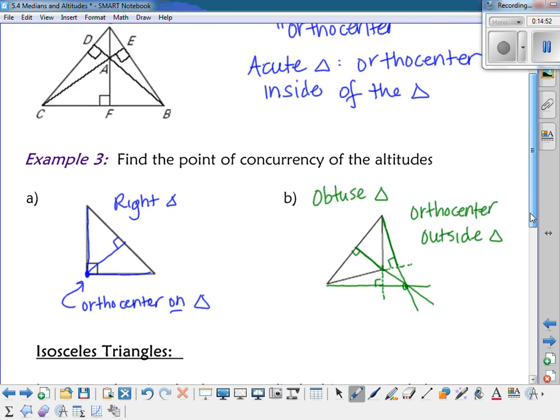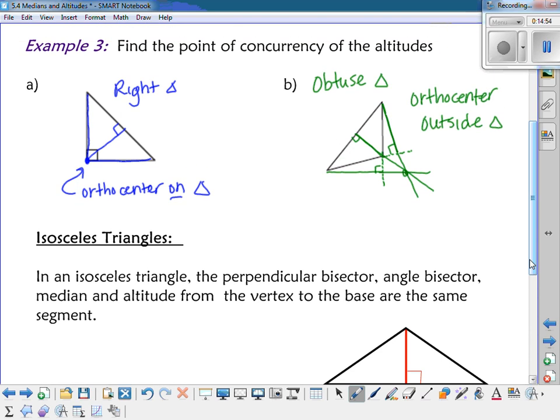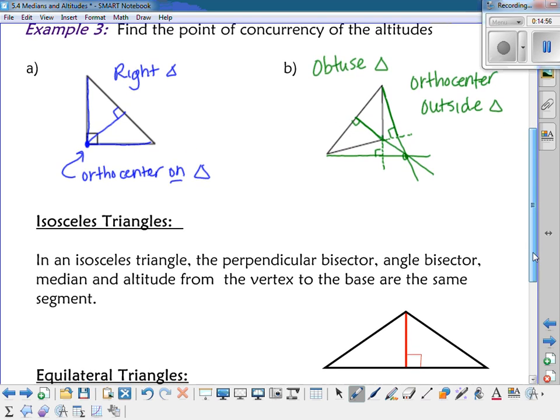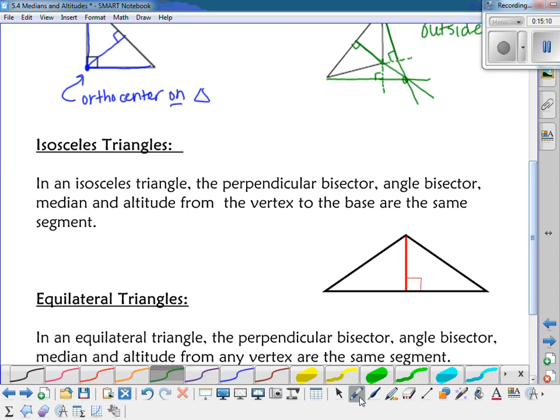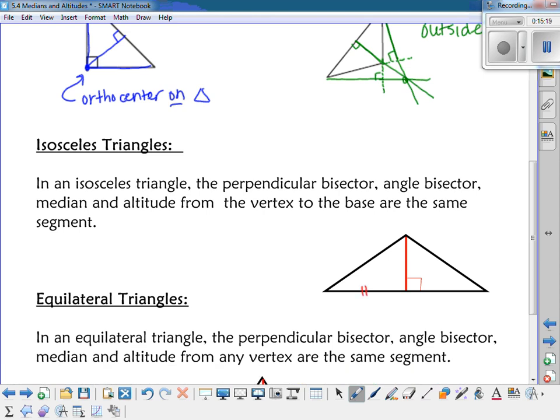Isosceles triangles. Well, it turns out when you have an isosceles triangle, the perpendicular bisector, the angle bisector, the median, and the altitude from the vertex to the base are all the same segment. Because first of all, if I just tell you that this is a perpendicular bisector, then the base is bisected, so those two pieces are congruent.